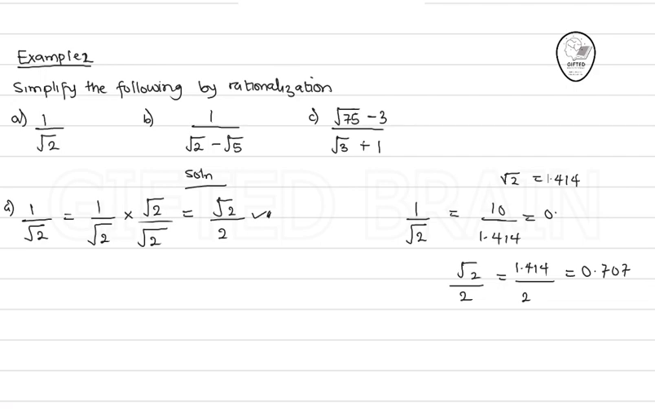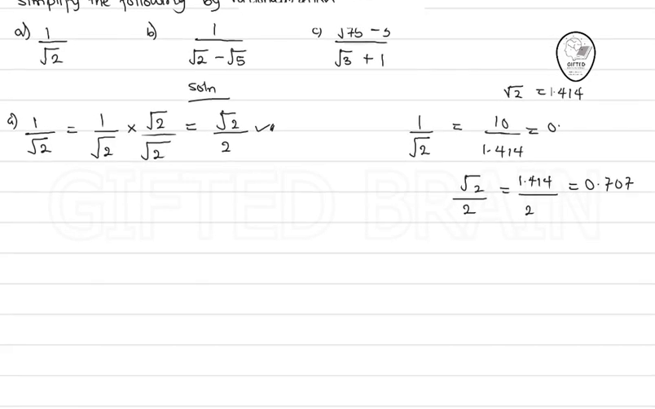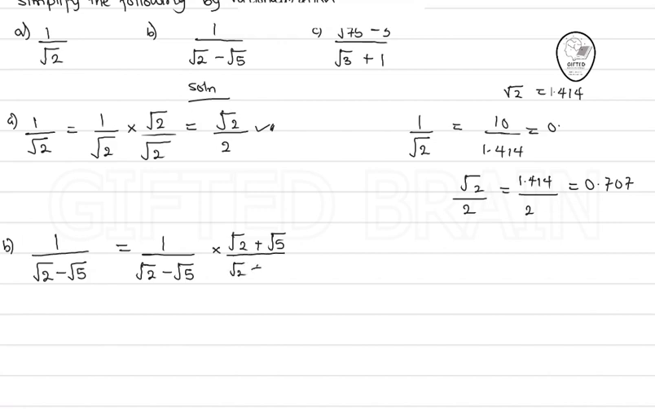Number 2 is saying 1 over root 2 minus root 5, and obviously the denominator is a surd, so I must remove that surd from the denominator, and we can do that by rationalizing the denominator. Again, what is the conjugate of the denominator? The conjugate is root 2 plus root 5. So I will multiply numerator and denominator by that. Sorry, not times, plus. I will multiply the denominator and numerator by root 2 plus root 5 over root 2 plus root 5.